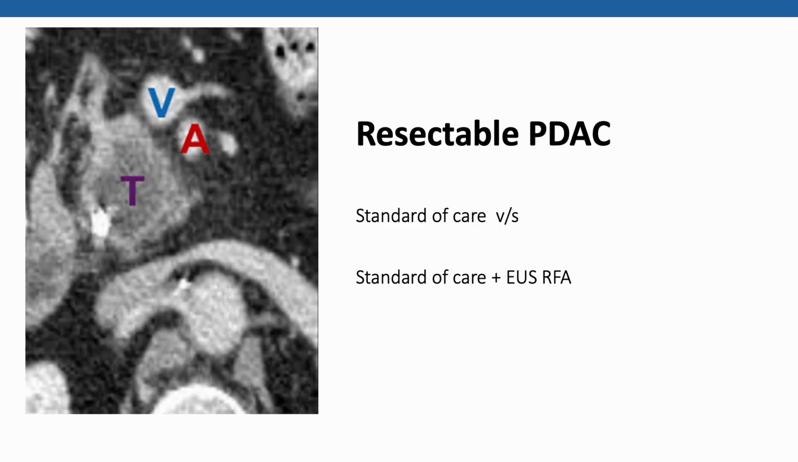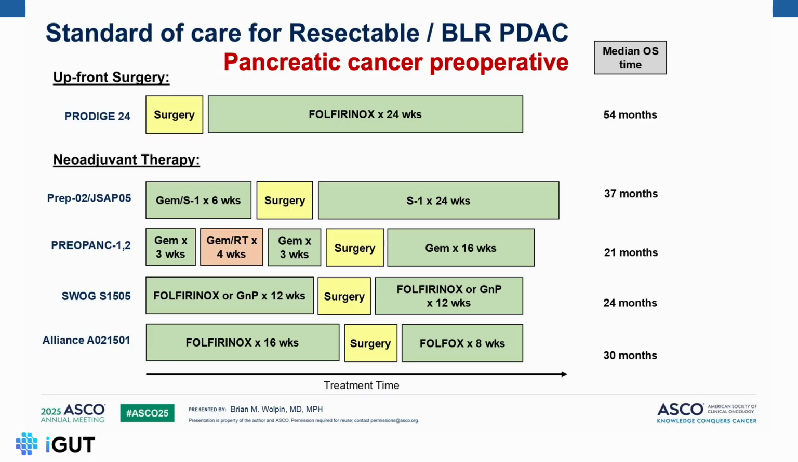So when we look at resectable pancreas cancer, what is the current standard of care? If you look at all the published literature, very, very high quality studies, in resectable pancreas cancer, survival can range from 21 months to 54 months. The highest you are seeing is on the PRODIGE trial. This is upfront surgery, where a highly select group of patients was offered upfront surgery followed by FOLFIRINOX. That's the highest survival you see.